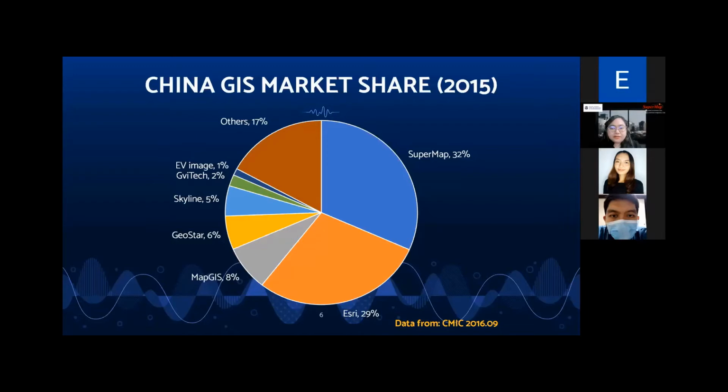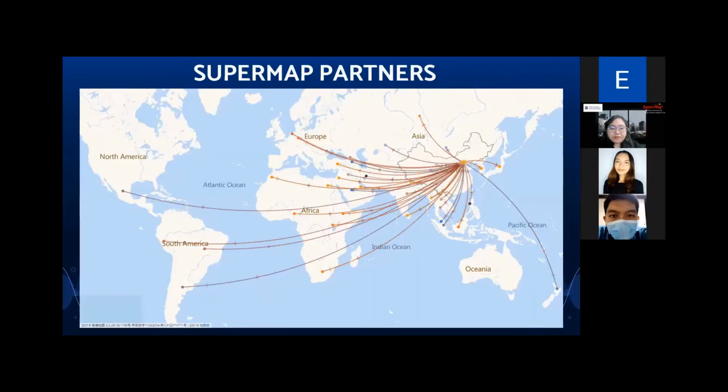This is the China GIS market share in 2015. We can see from this chart that SuperMap is the top 1 GIS software provider in China since 2015. And also last 2019, SuperMap was able to climb as the top 1 in Asia.